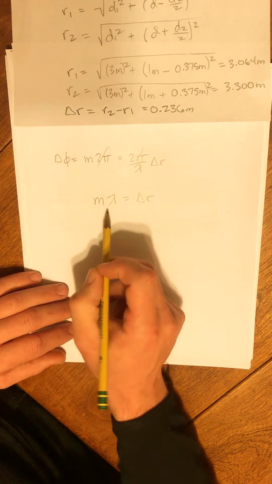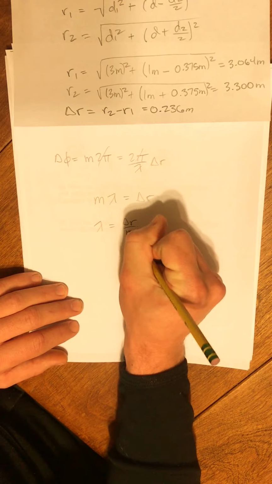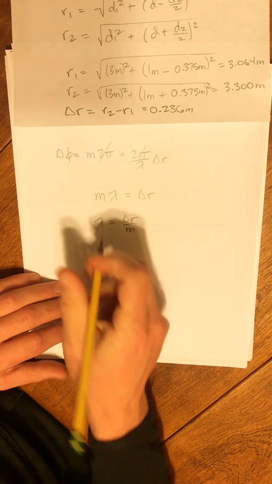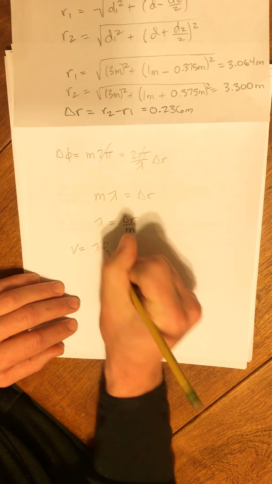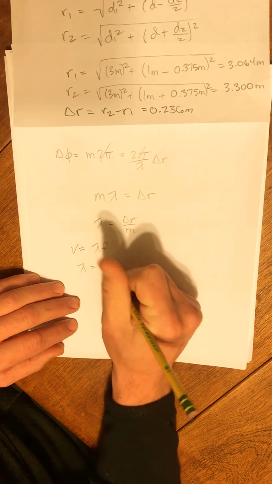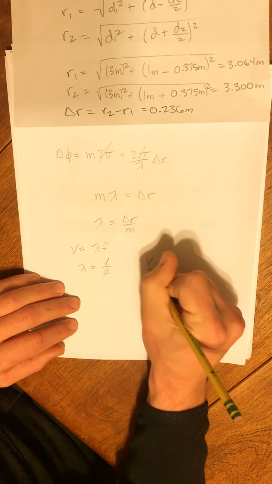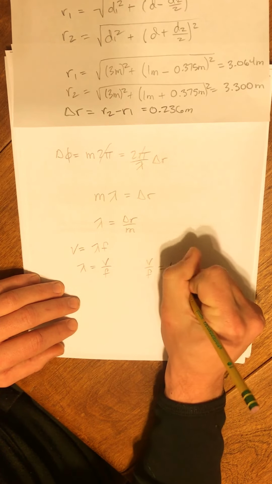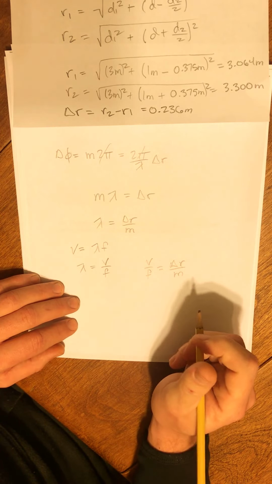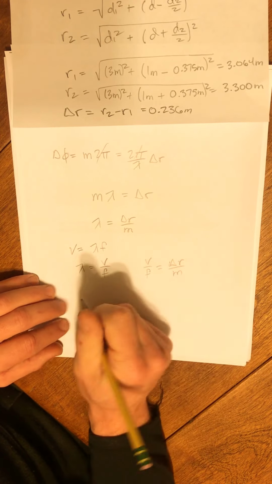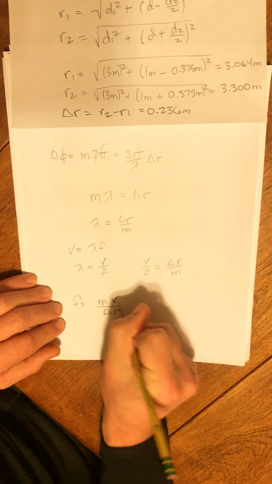And so let's go ahead and solve this for lambda. We get that lambda is equal to delta r divided by m. And the problem asks for the frequency, so we do need to apply the velocity relationship. The velocity is equal to lambda times the frequency, or lambda is equal to the velocity divided by the frequency. Go ahead and plug that in up here. We're going to get the velocity divided by the frequency is equal to delta r divided by m, or the frequency is equal to m times v divided by delta r.